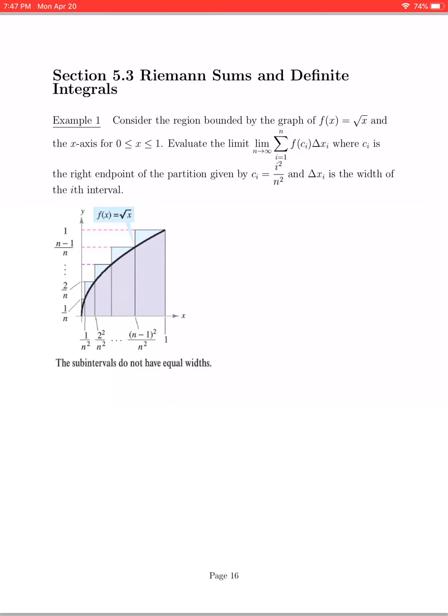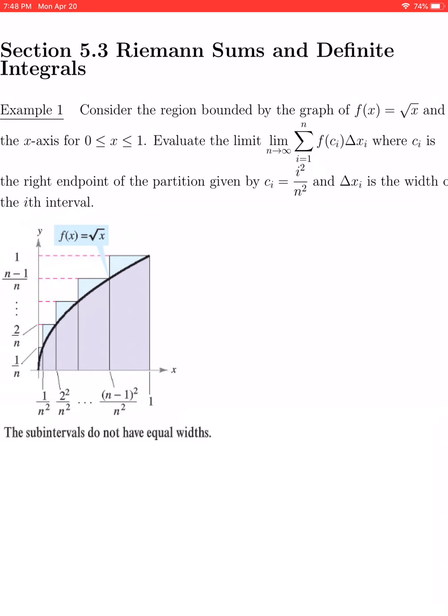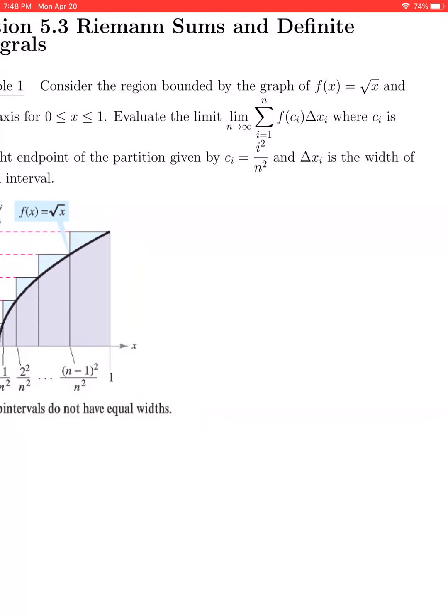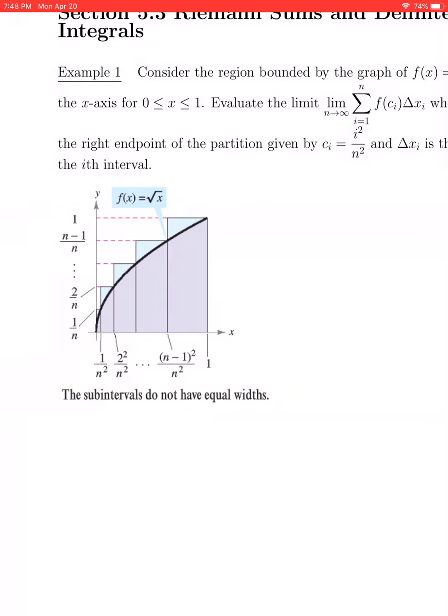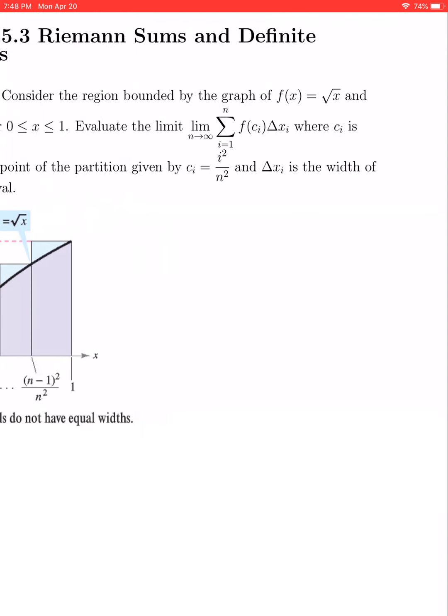Let's evaluate the limit as n approaches infinity of the sum from i equals 1 to n of f of ci times delta xi, where ci is the right endpoint of the partition given by ci equals i squared divided by n squared, and delta xi is the width of the ith subinterval. So this is what we want to evaluate.